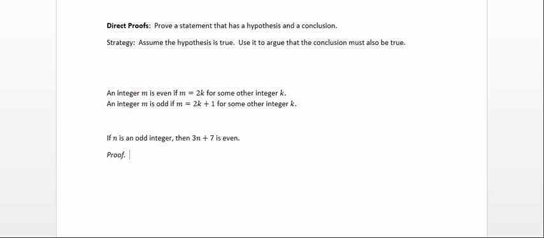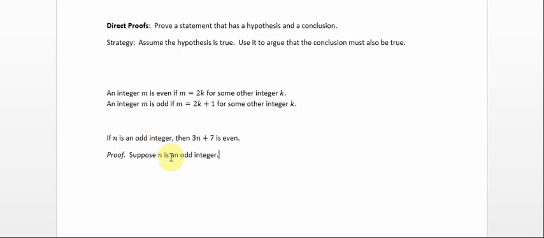If n is an odd integer, then 3n plus 7 is even. So our hypothesis is that n is an odd integer. So we want to say, suppose n is an odd integer. We're allowed to start with that. That's the hypothesis. And now we have to argue that 3n plus 7 is even. That's where we want to end up, saying 3n plus 7 is even.